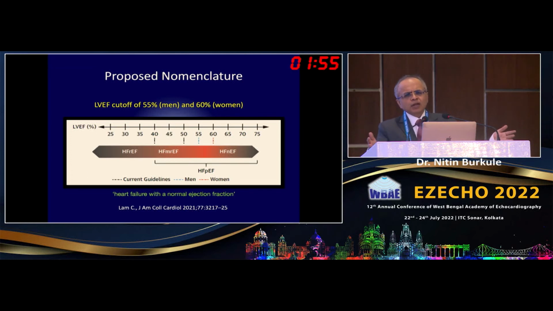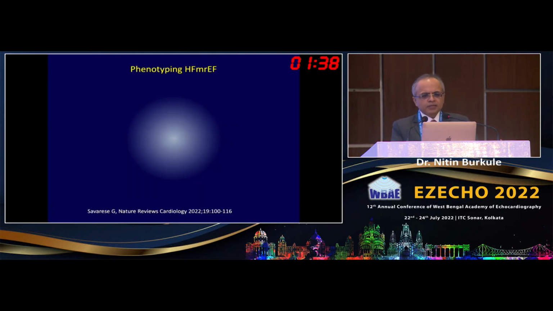And why are we still calling them mildly reduced EF? Because we don't know whether you can put a CRT in that, whether we can do an ICD in that. We don't have data, because all those have a cutoff of 35%. But at least expand this to 55 for the men and at least 60% for the females.